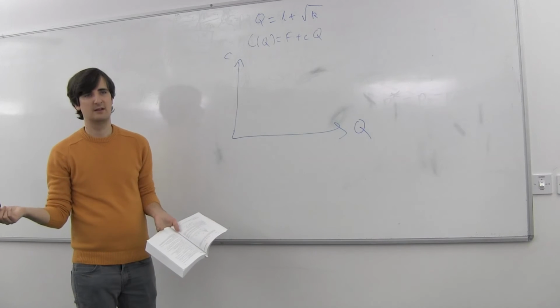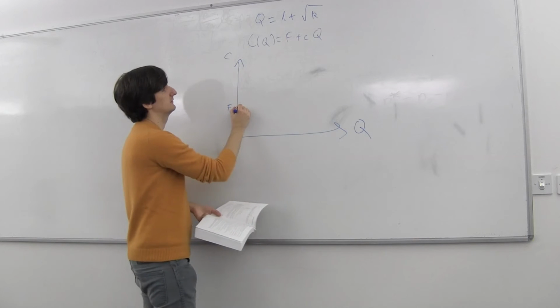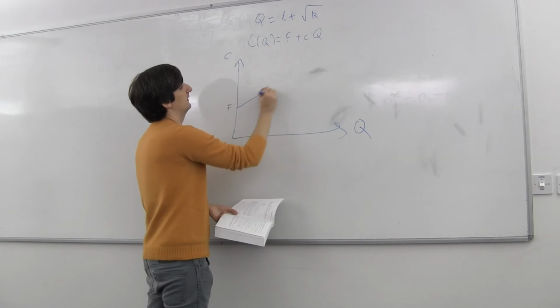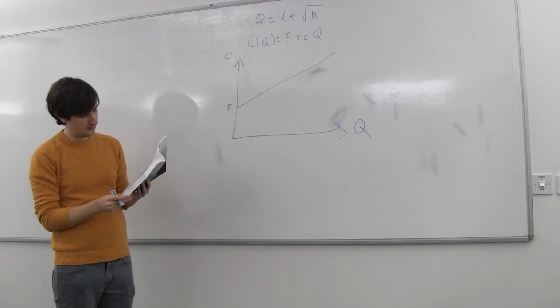It intercepts the C at F. Yeah, exactly. And Q at F over C. Well, it's going to be upward sloping because it's positive, so it's going to look like that. Okay, so total cost is increasing.